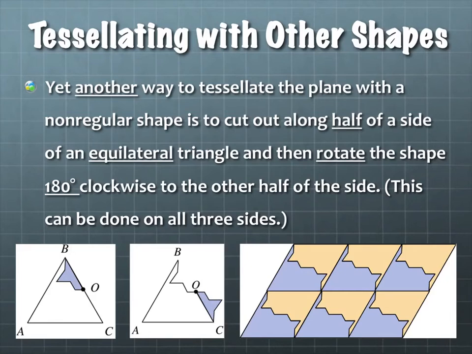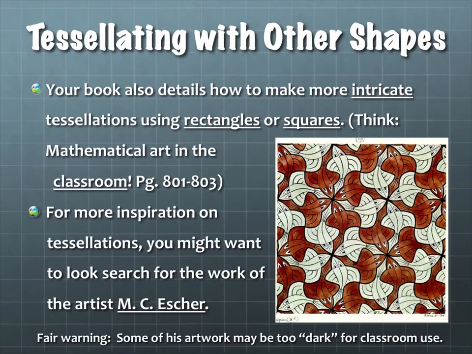You can do this on all three sides. So this one I just showed it on one side. They've only manipulated side CB. But you could manipulate all three sides to get more interesting tessellating shapes if you wished. Your book actually goes into some detail about how to make more intricate tessellations using rectangles or squares. Think mathematical art in the classroom.